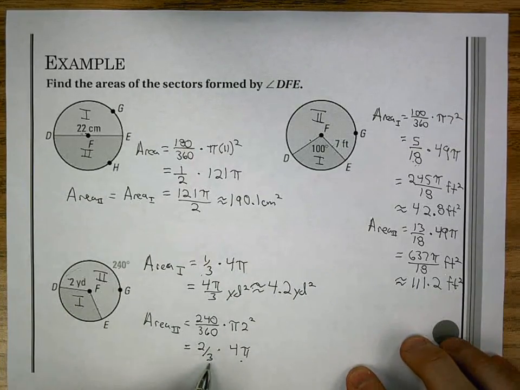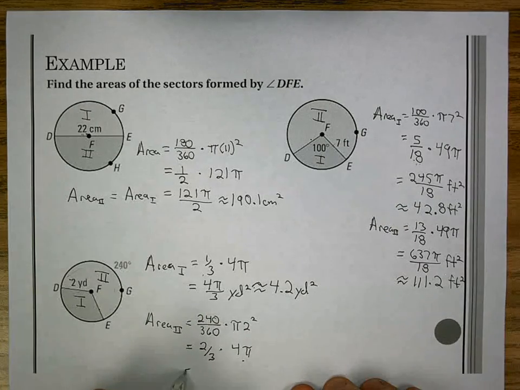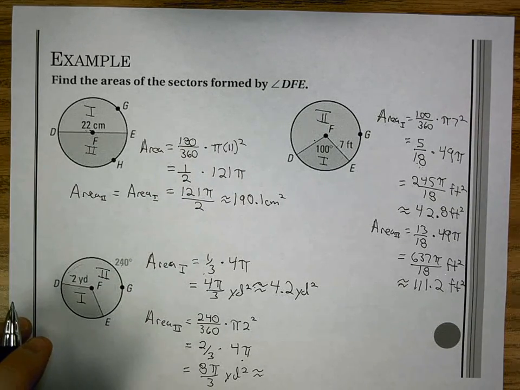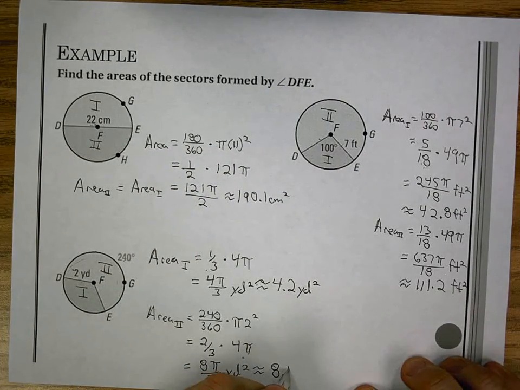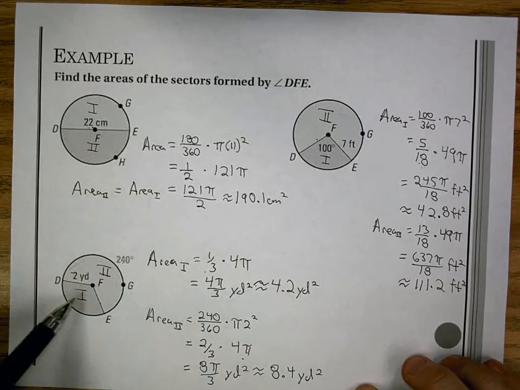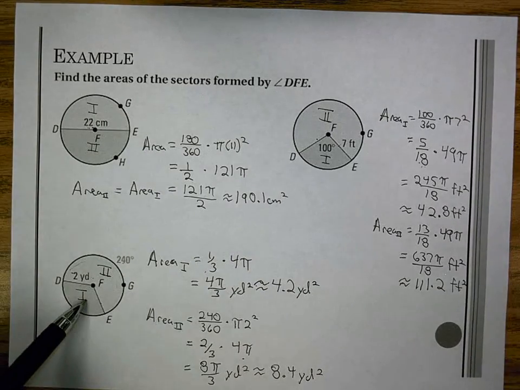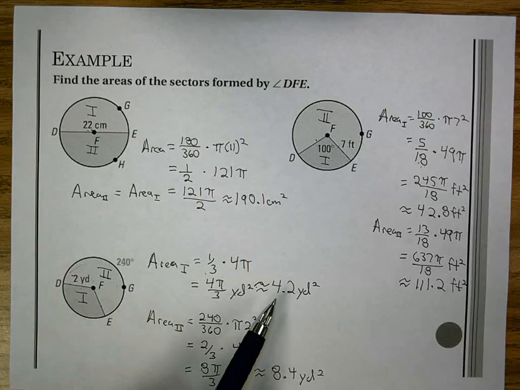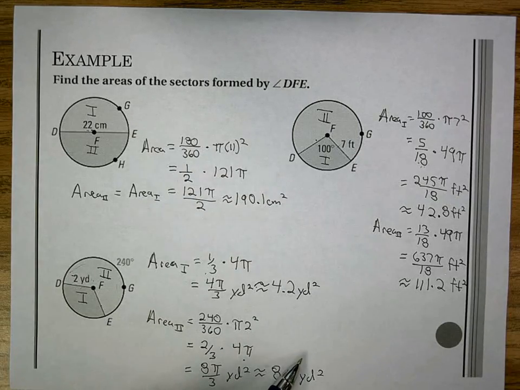And then I get 2/3 times 4 pi, which is 8 pi over 3 yards squared, which is approximately 8.4 yards squared. Now we said area 2 was twice as big as area 1, that sector, and it turns out it is 8.4 compared to 4.2. We could add them together, and we could find the total there. So the total for that circle would be about 12.6 from what we get from 4.2 and 8.4 added together.